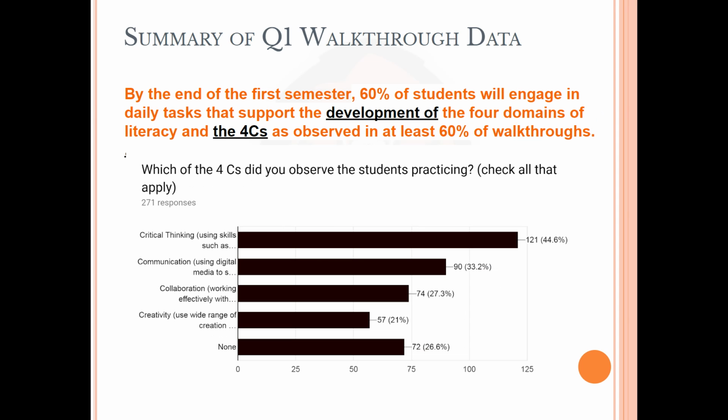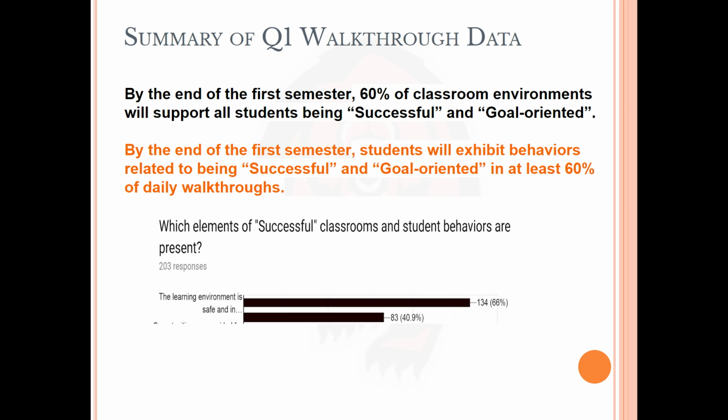The second part of Goal 2 deals with the students engaging in tasks that support the development of the 4 Cs. Similar to the 4 domains of literacy, it does appear that we can improve and that we are not intentionally designing tasks and activities that will support the development of these soft skills. So this, again, is an area that we need to show some improvement.